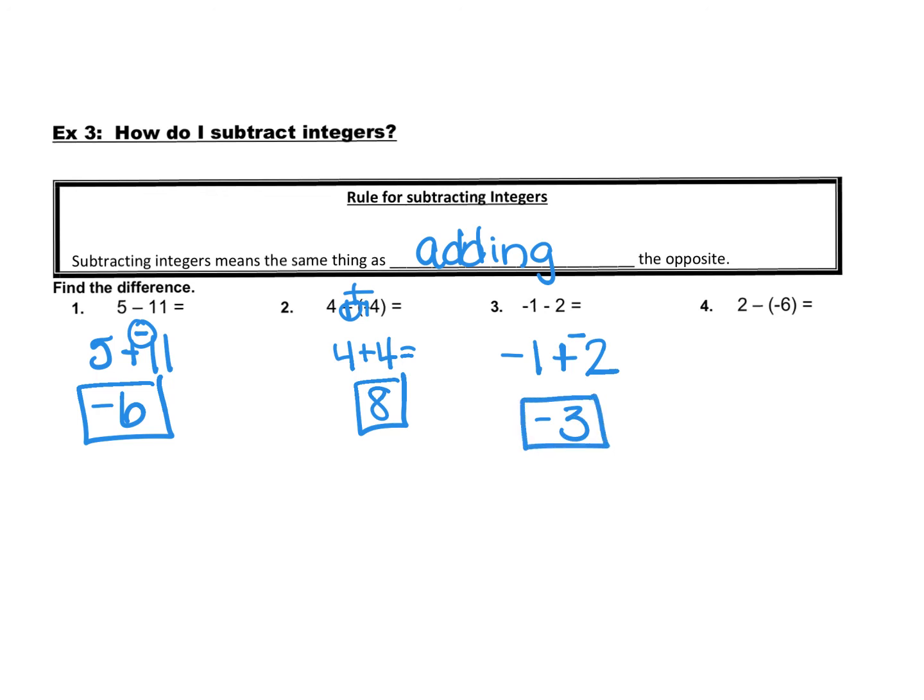And for number 4, we have, again, 2 negatives right here. Again, click, click, or kind of make that a plus, and 2 plus 6 we know is going to be 8. All right, so for number 5, we have negative 7 minus 1. And again, we're going to add the opposite, click, click, plus, minus. All right, and I have 7 negatives and 1 negative. They're the same sign, so I'm going to add them together. And then we're going to keep the negative sign.